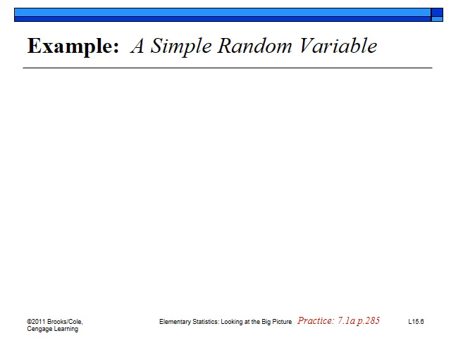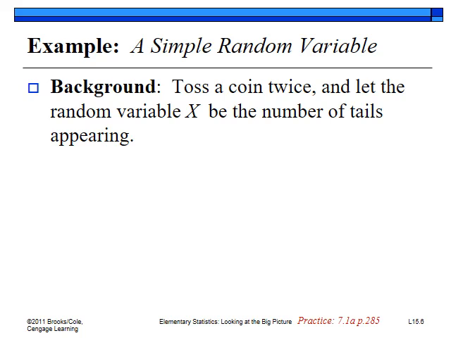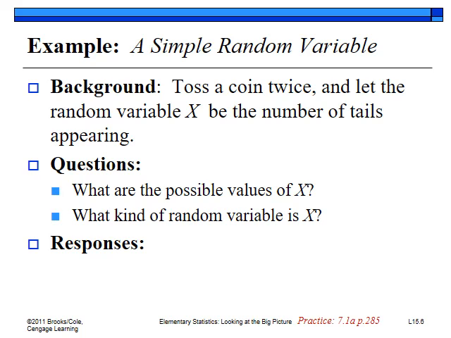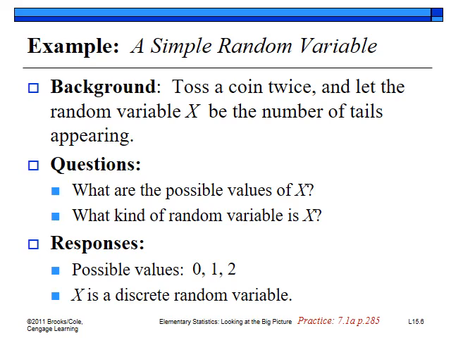So, here's our first example of a random variable. Take an ordinary coin and toss it twice. Let the random variable X be the number of tails we see. What are the possible values that X can take? What kind of random variable is this? Well, if we toss a coin twice, the number of tails we could see is 0, 1, and 2. Because there are only a finite list of possible values, that means X is a discrete random variable.